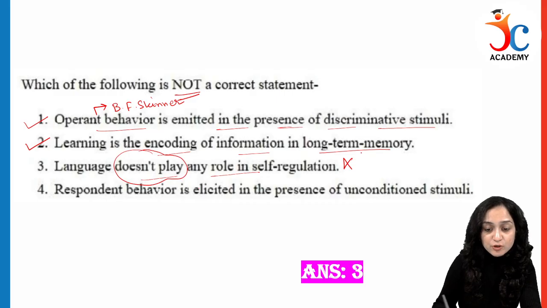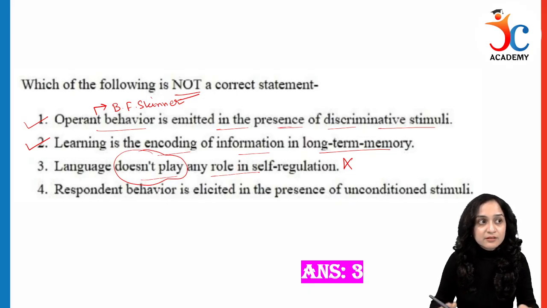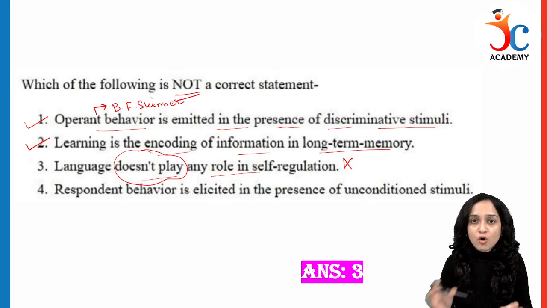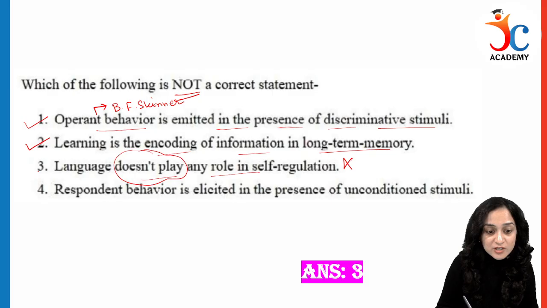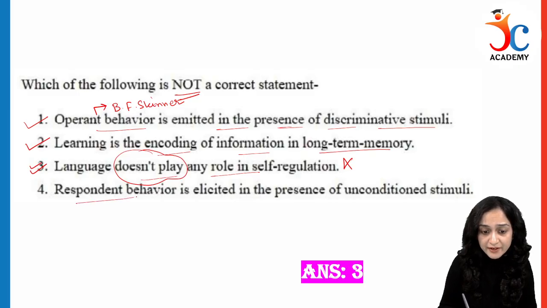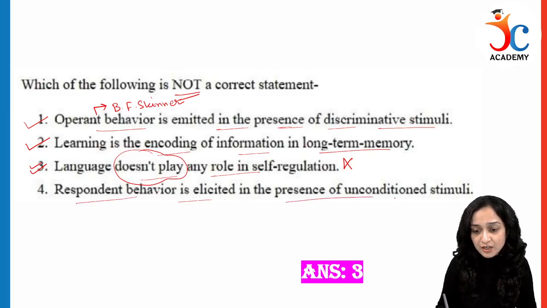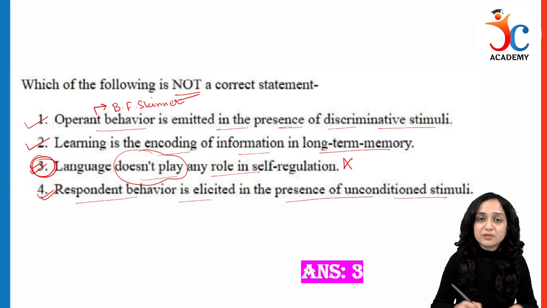Like in self-regulation, when small children talk to themselves, they criticize themselves, they reward themselves, they appraise themselves. If they have made a mistake, they try to make themselves understand that this is correct behavior, this is wrong behavior, this is ethical, this is not ethical, this is good, this is bad. So language does play a role in self-regulation. Respondent behavior is elicited in the presence of unconditioned stimuli. This is also correct. So option number 3 will be the correct answer.